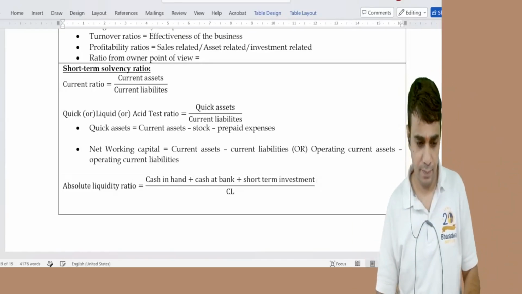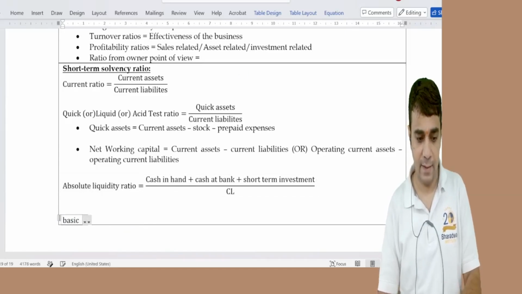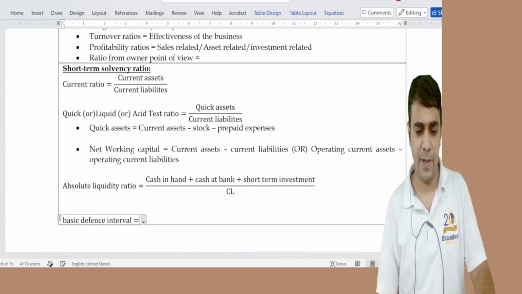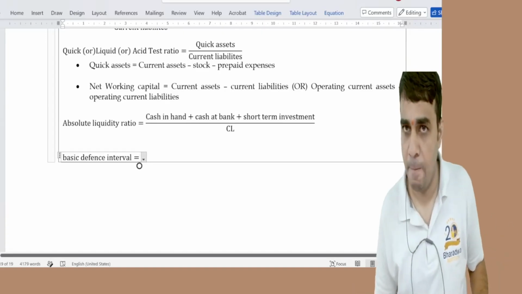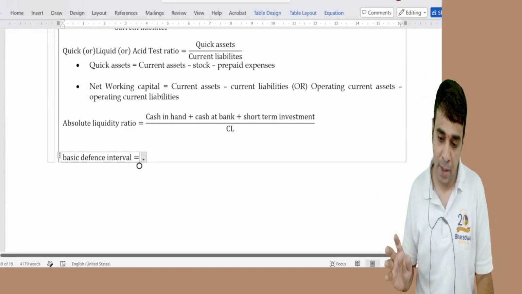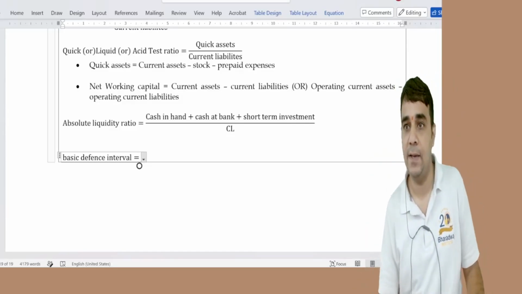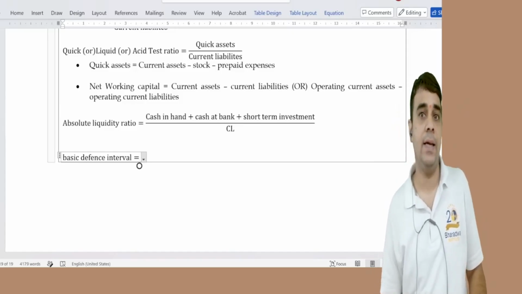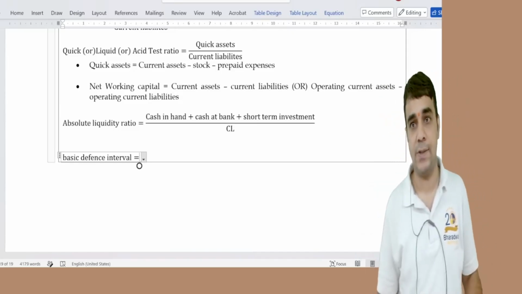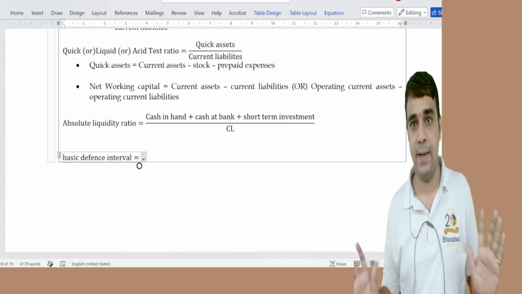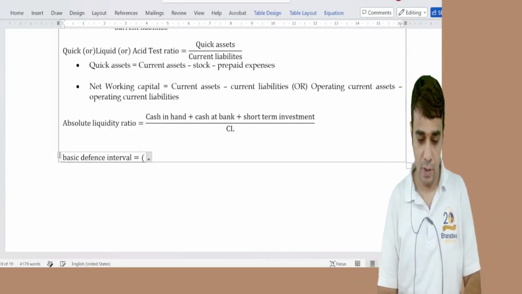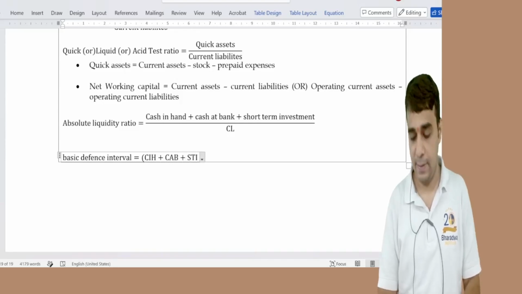Then basic defense interval. Now I used to tell many of my students this is not a very critical ratio, but in the ICAI study material, in the January exam they asked a question on this. They ended up asking a question on basic defense interval also. So there's nothing like important or unimportant as far as the subject is concerned. Anything can come from the ICAI study material. So basic defense interval is cash in hand, cash at bank, short term investment plus something else.